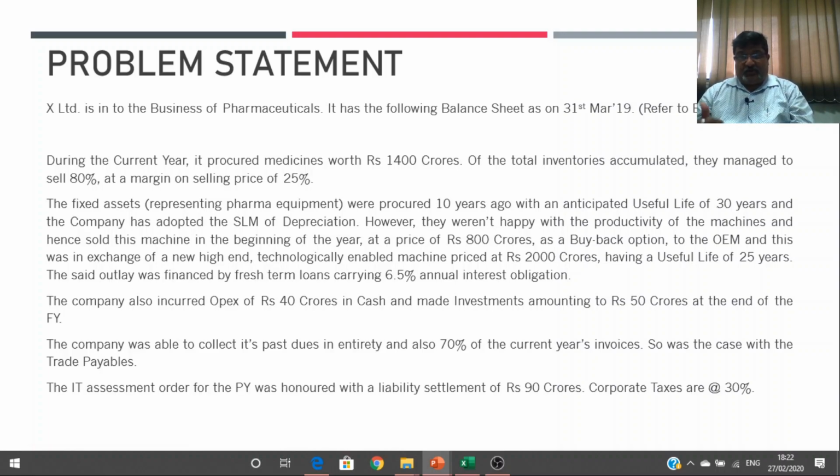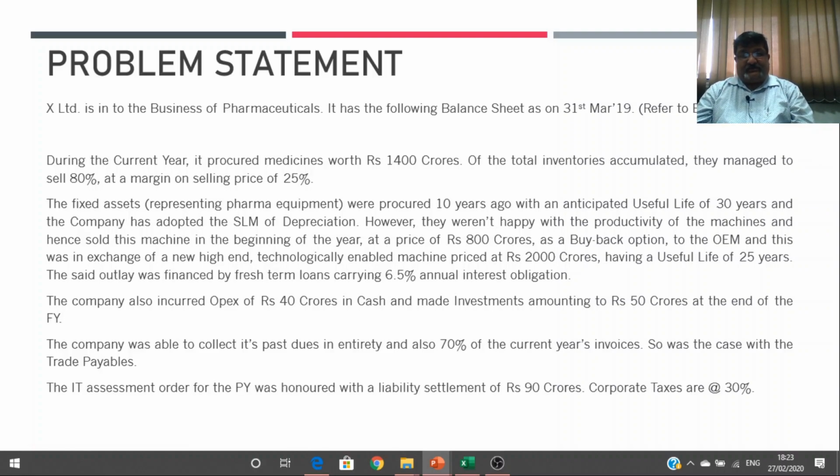The OEM is the original equipment manufacturer, and this was in exchange of a new high-end technologically enabled machine priced at 2000 crores, having a useful life of 25 years. The said outlay was financed by fresh term loans carrying 6.5% annual interest obligation. The company also incurred OPEX, which is operating expenses, of rupees 40 crores in cash and made investments amounting to rupees 50 crores at the end of the financial year.